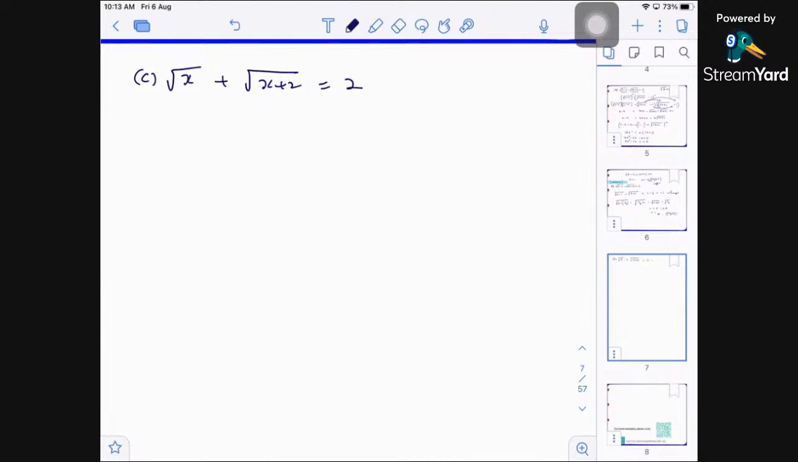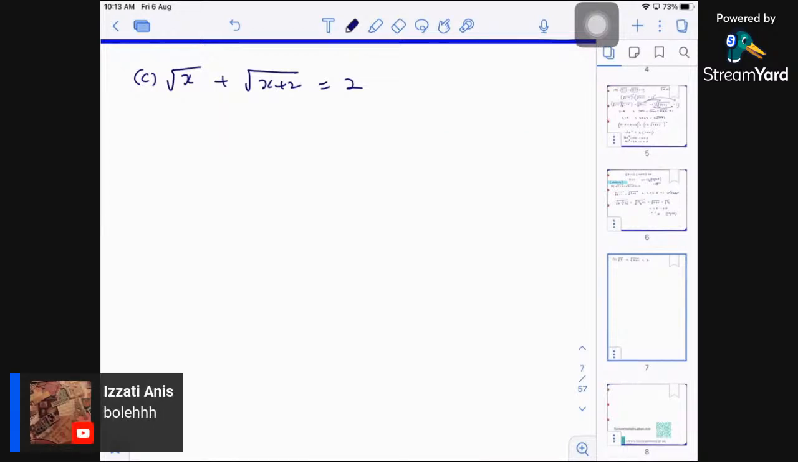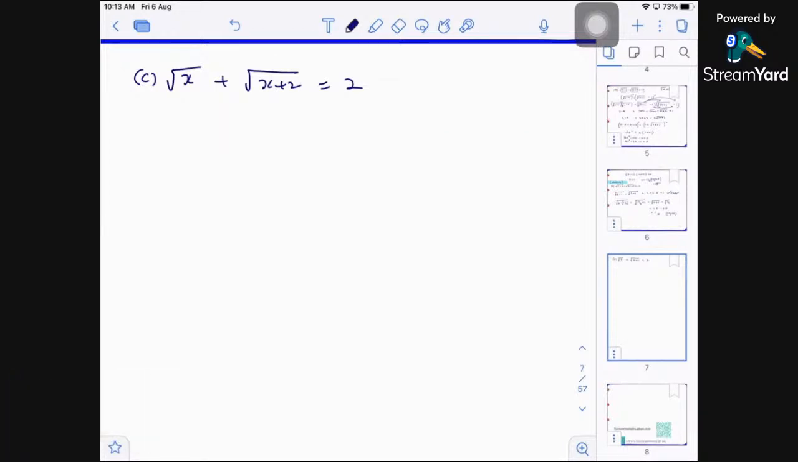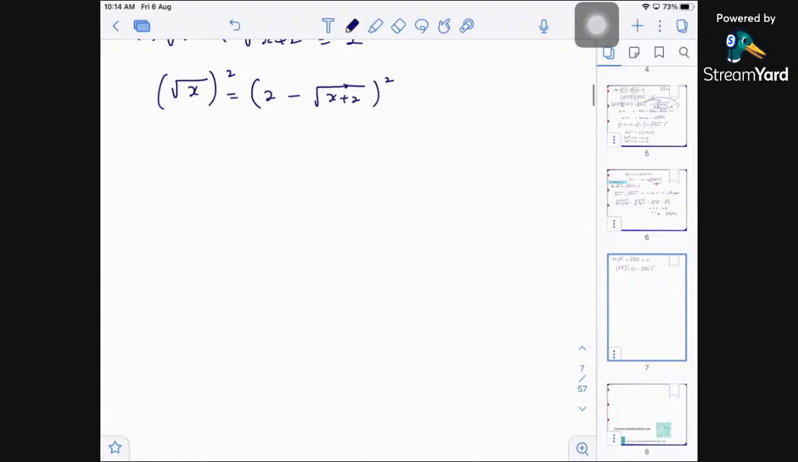Over here we can see that we have square roots on the left hand side. Am I right or not? Since so, I get square root x equals 2 minus square root x plus 2. Now if I square both sides, I'm going to get x equals 2 minus square root x plus 2, squared.